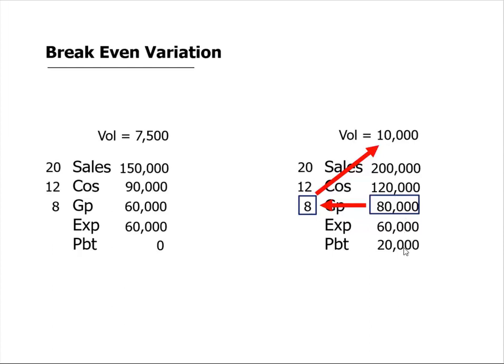Check your maths. 200,000 minus 120,000 equals 80,000. Minus 60,000 equals 20,000. And therefore what we have determined is that we have to produce an extra 2,500 more units in order to make this profit of 20,000 under these conditions. Okay.